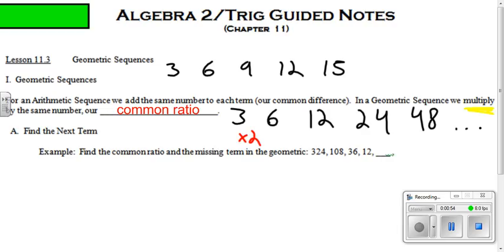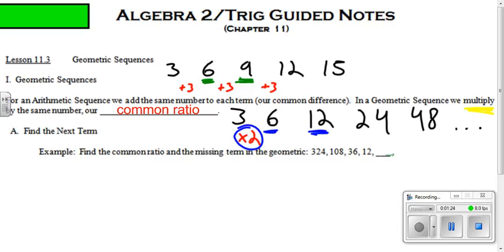So, just like before, if we ever wanted to find our common difference, we could take any a sub n and subtract the one before it. So 9 minus 6 would be 3, so that's why we're adding 3 each time. We could take a number, like 12, and divide it by 6. 12 divided by 6 is 2. That's where our common ratio is coming from.